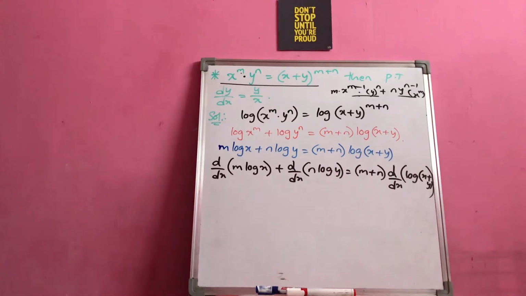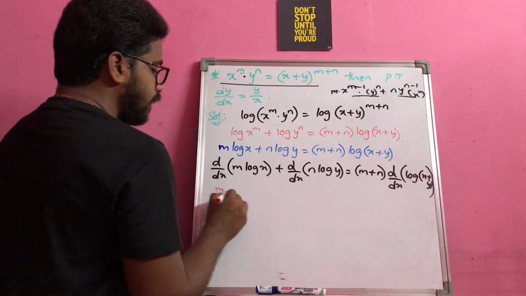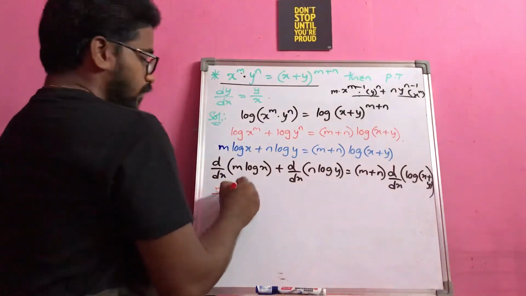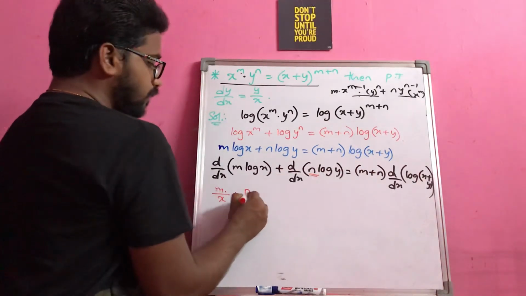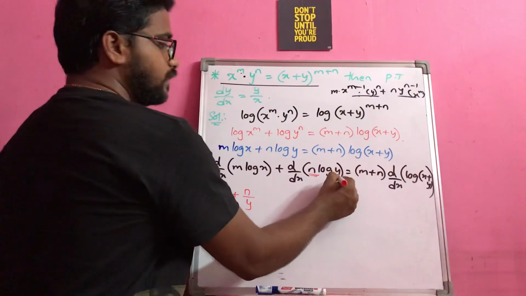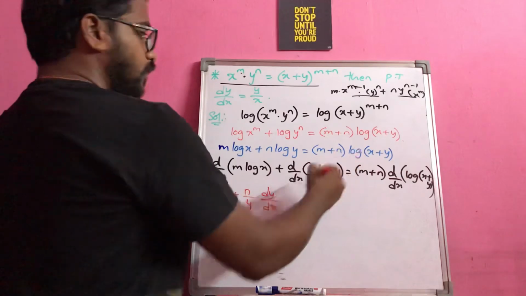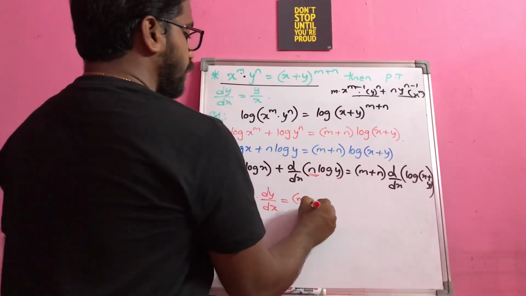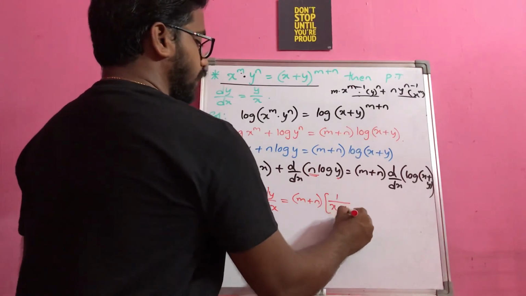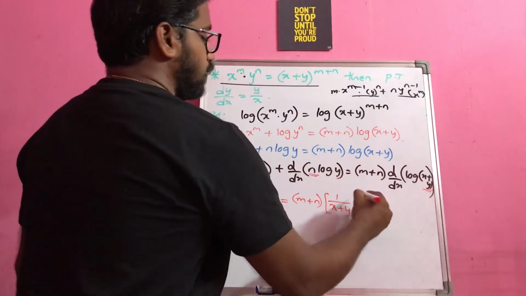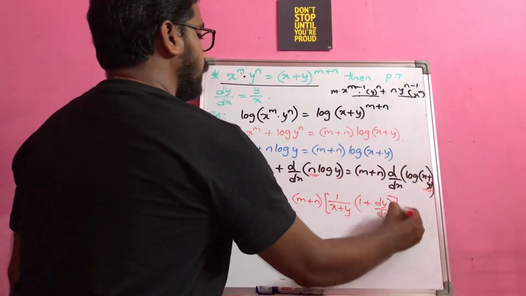Once you bring this m outside of the differentiation, I will be getting m into d by dx of log x, which means 1 by x. Here n is the constant, so I will take n out. Log function differentiation is 1 by y, but this is not x, so inner differentiation will be dy by dx. Come to the other part, this is equal to m plus n. Log function differentiation is again 1 by the function x plus y, but this is not x, so inner differentiation for x is 1 and the other term is dy by dx.